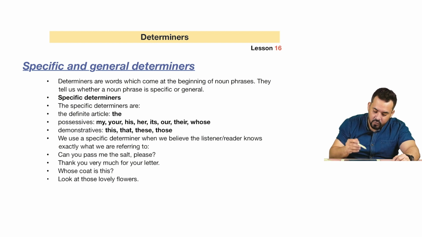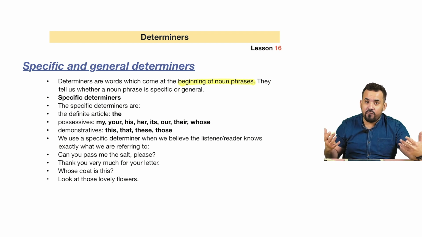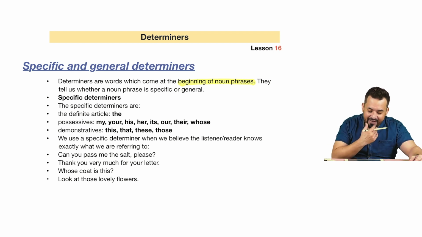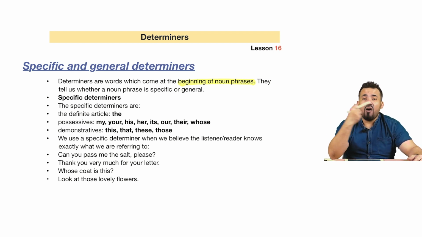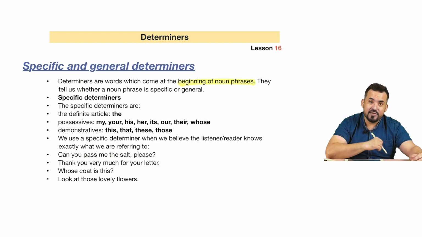What are determiners in general? Determiners are words which come at the beginning of noun phrases. Okay, so we have verb phrases and noun phrases. Noun phrases are like, my car is blue. This is a noun phrase because I'm talking about my car, which is a noun. So I'm starting with a noun, and that is a noun phrase.